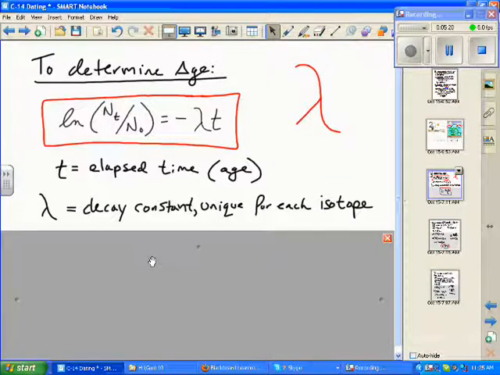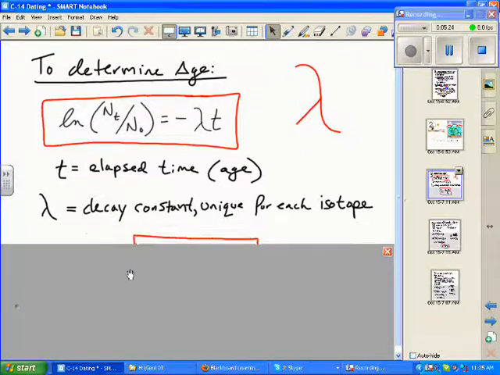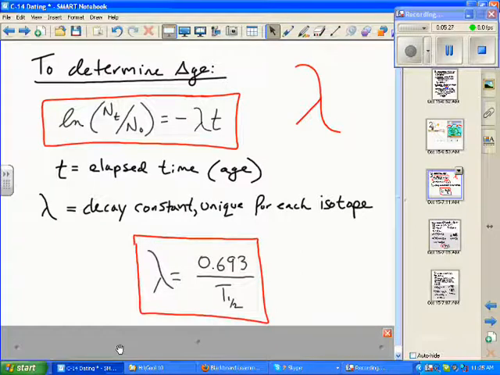It's very closely related to the half-life, and you can calculate the lambda or decay constant based on this formula right here. Lambda is equal to 0.693, which is related to the natural log, 0.693 divided by the half-life. And so you can see that lambda would have some unusual units.